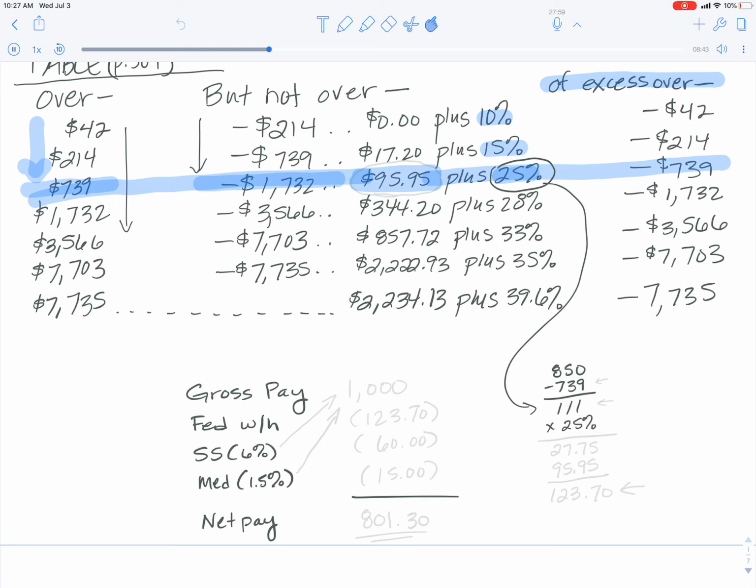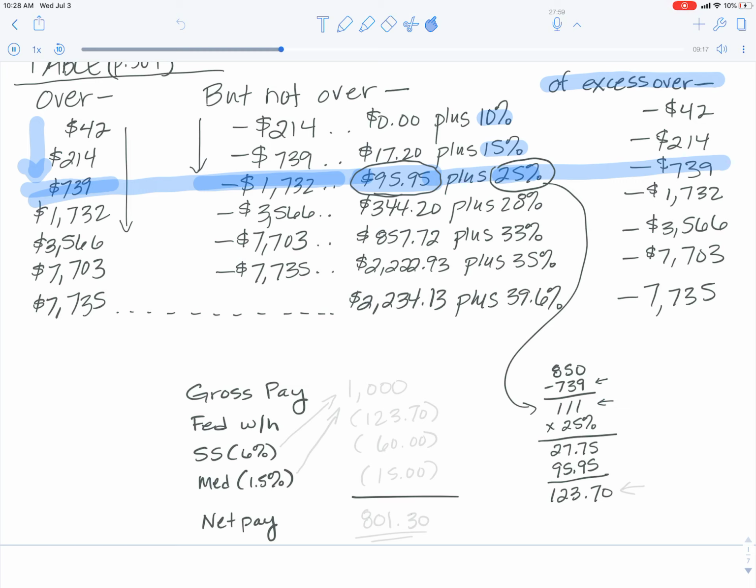So then we're going to use the 25% rate on that amount, and that comes out to $27.75. So that is the tax only on $111. We also need to add in the tax on the first $739. Well, that was given to you, $95.95. So let's add it. These 2 taxes together equal $123.70.